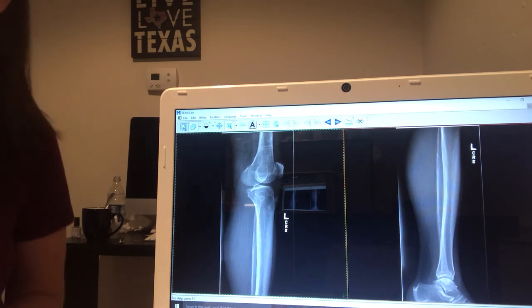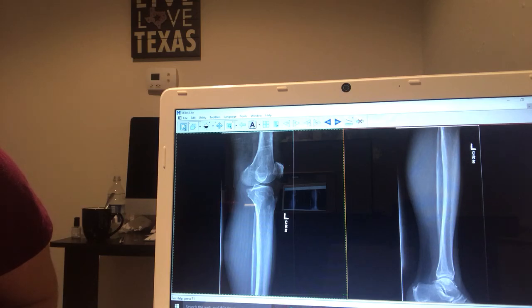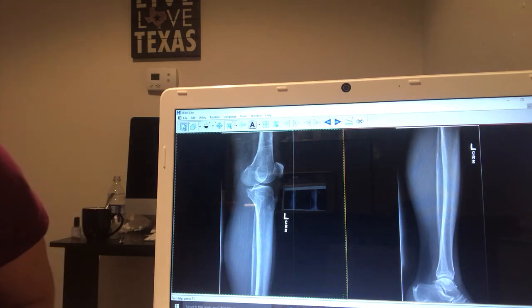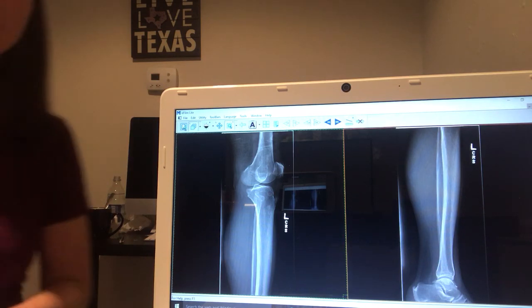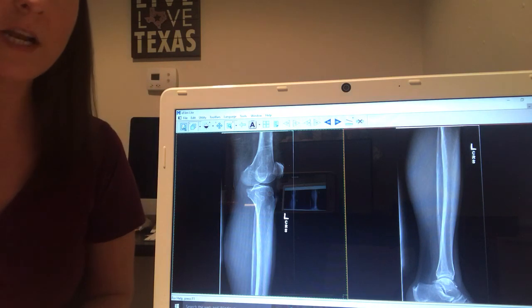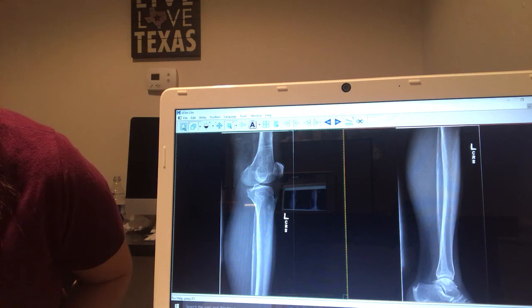So now we decide whether it should be repeated. I mean, clearly it's a suboptimal radiograph. It did not get repeated. I probably should have repeated it, but then you have to expose the patient to more dose, and you don't want to do that. So the radiologist didn't feel it necessary, so it was not repeated.